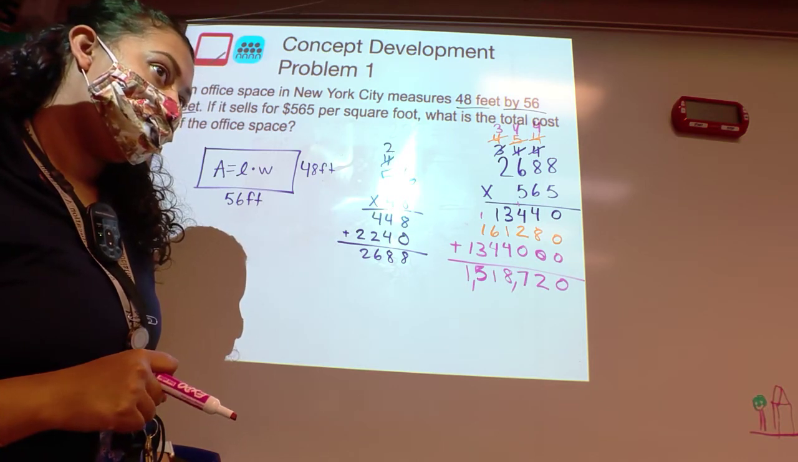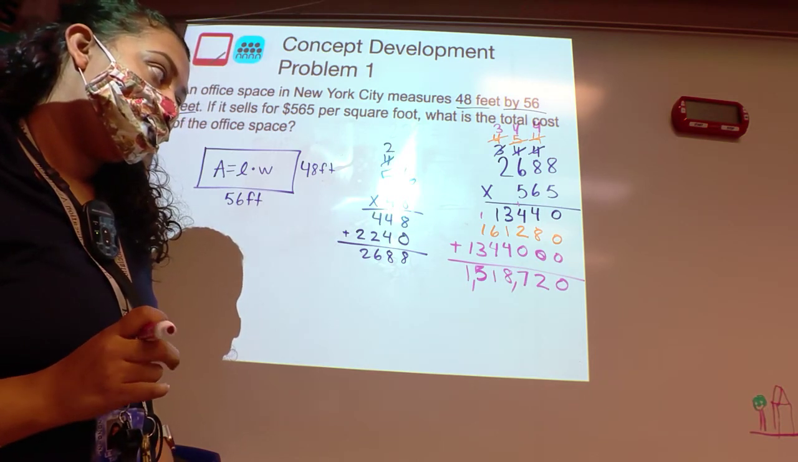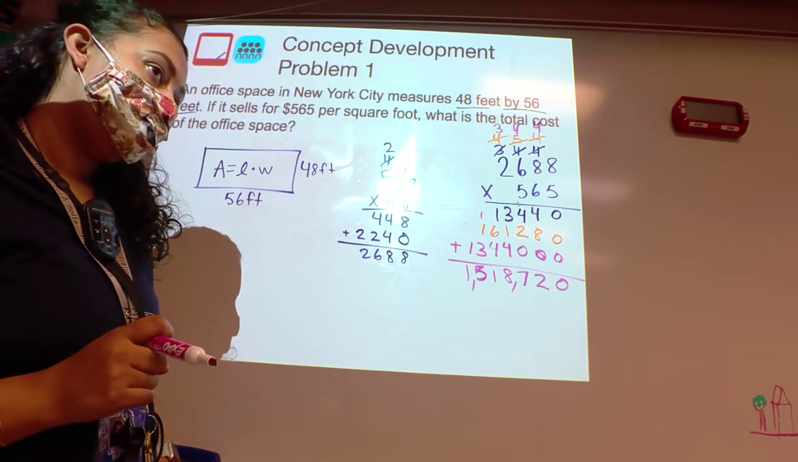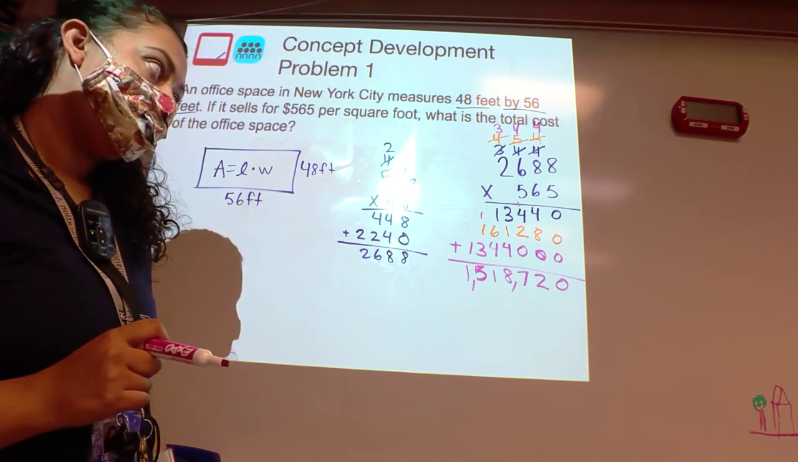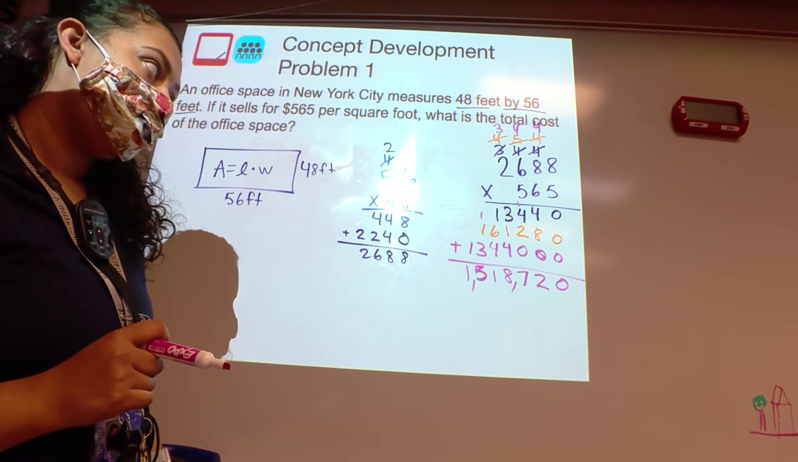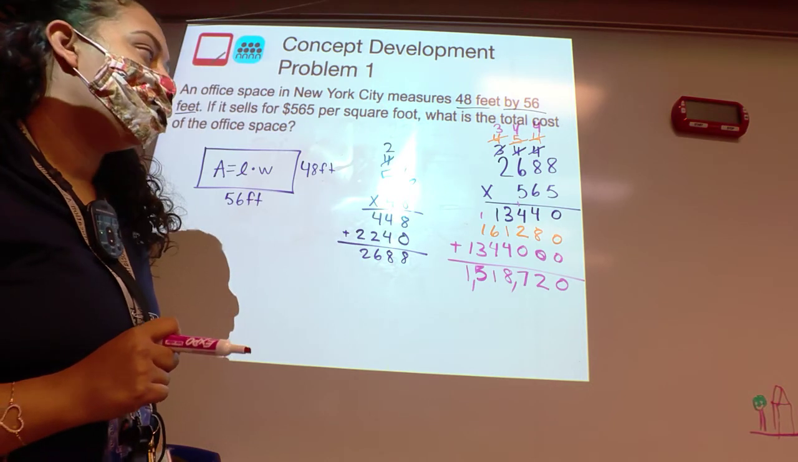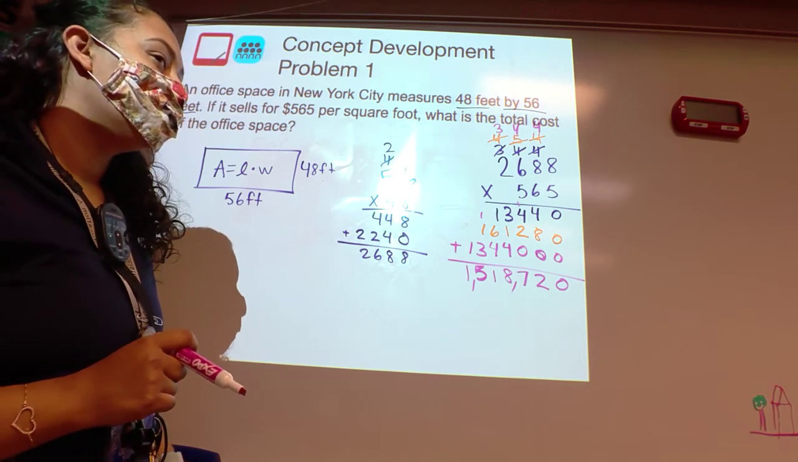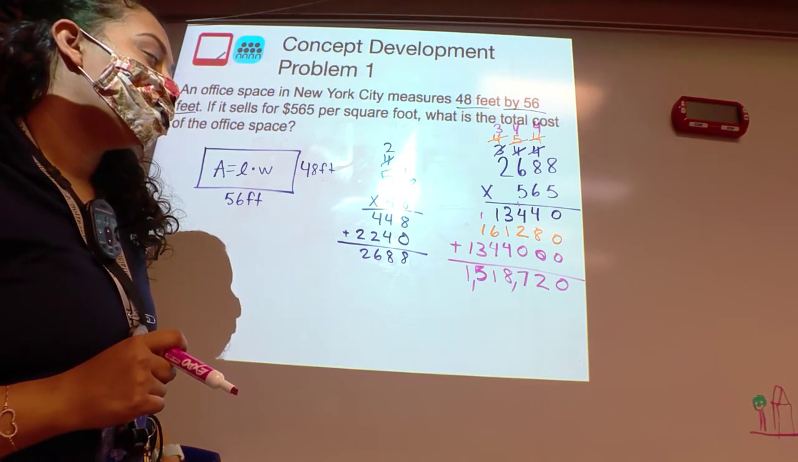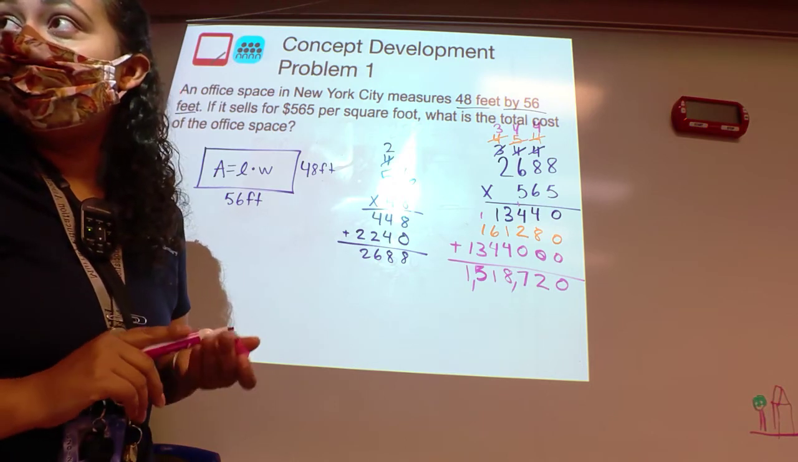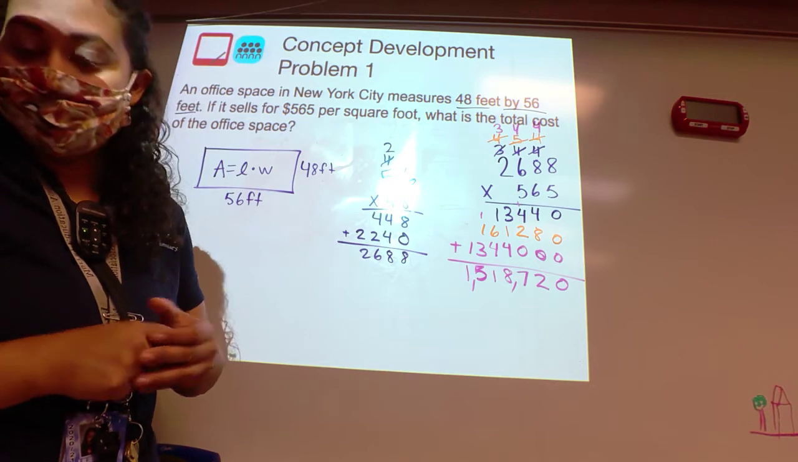I got 1,506,020. That's pretty close. Okay. But it wasn't correct. Because I did it like this.